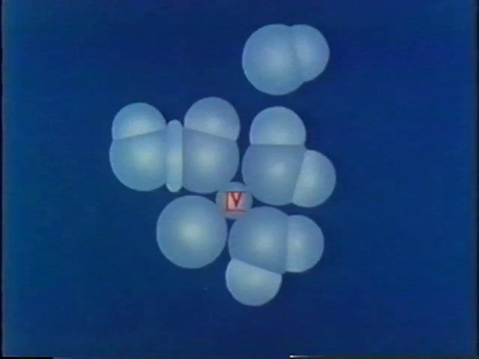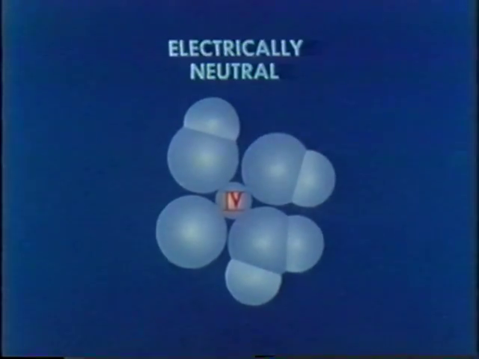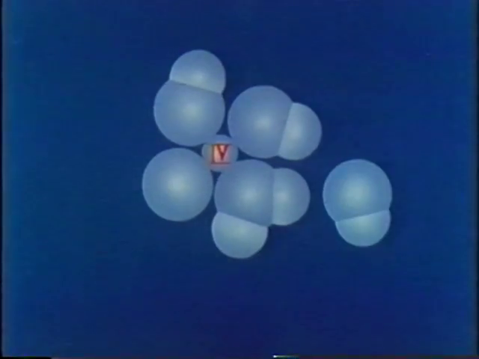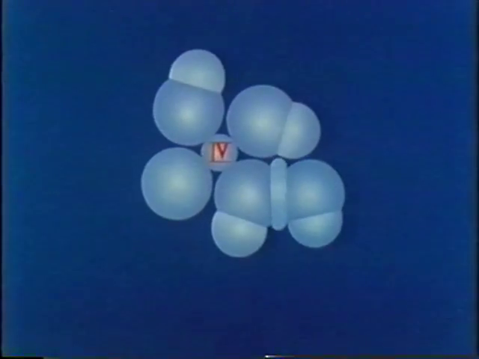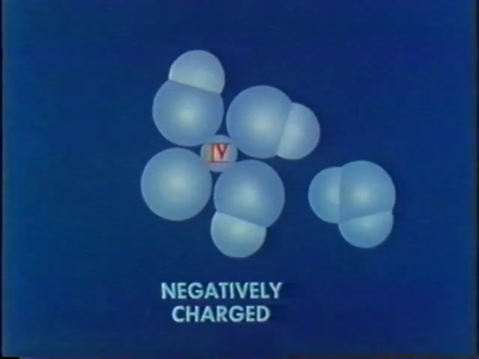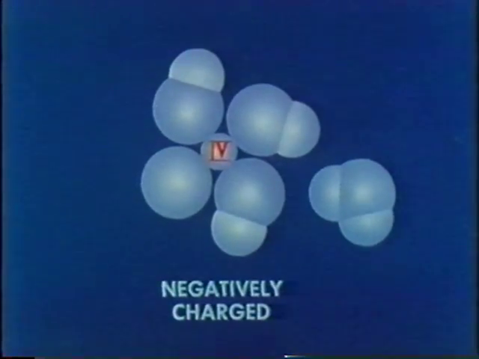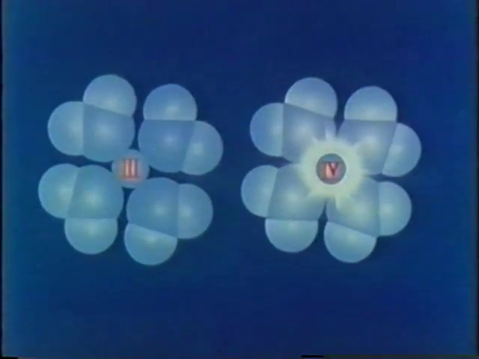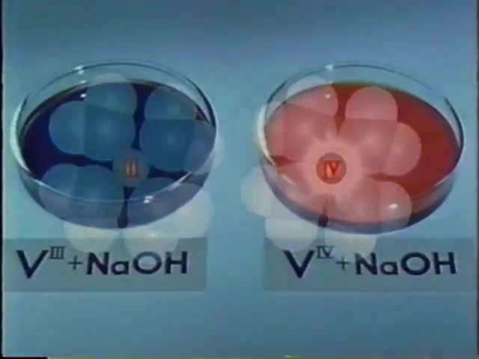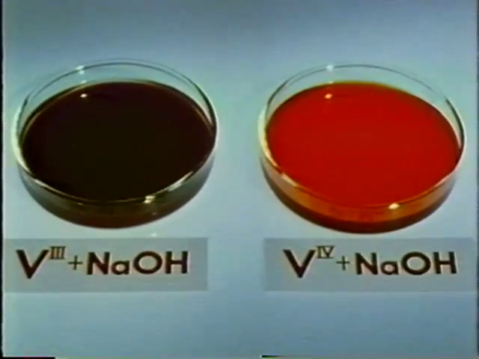As hydroxide ions are added, they remove additional protons and form electrically neutral aggregates. The neutral species precipitates, just as with vanadium 3. However, in contrast to vanadium 3, the hydrogen ions here are so strongly repelled that additional hydroxide can react, leaving negatively charged species which go into solution. Thus, the increased charge and decreased size of the vanadium 4 ion causes its hydroxide to dissolve in excess base.